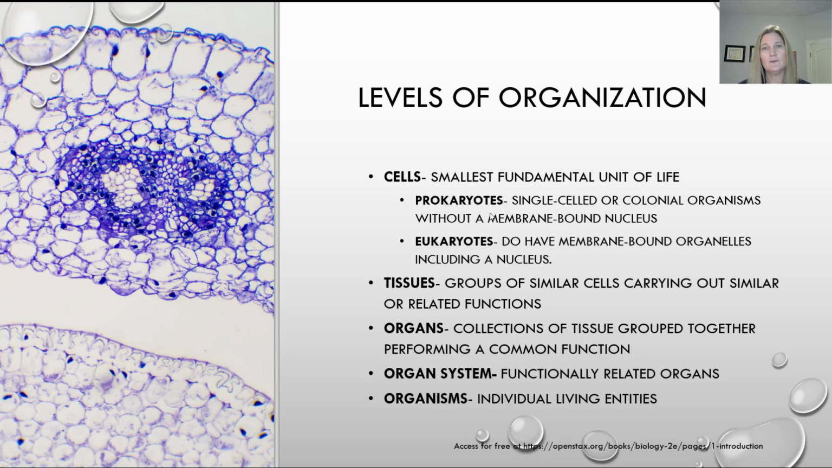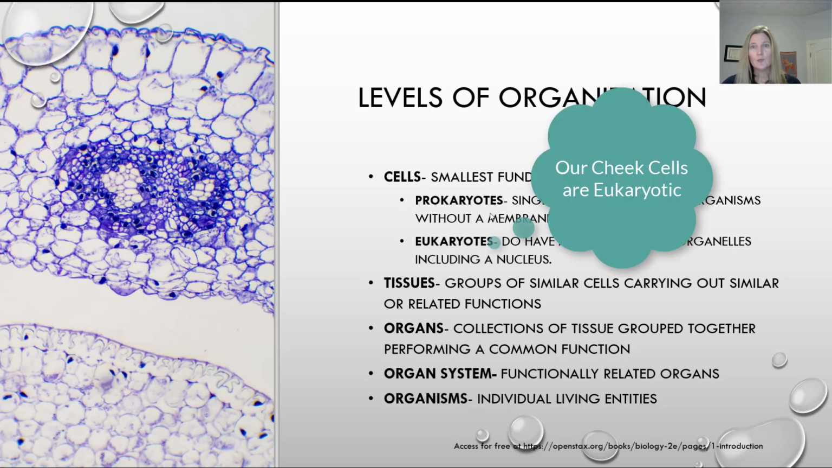The other type of cell we study are eukaryotes. So eukaryotes do have a nucleus and other membrane-bound organelles, okay? So in order for a cell to exist, it does not have to have organelles. That would be prokaryotes, okay? Eukaryotes, they do have membrane-bound organelles, so they're more complex. If we take a look at our human cells, we are made of eukaryotic cells.